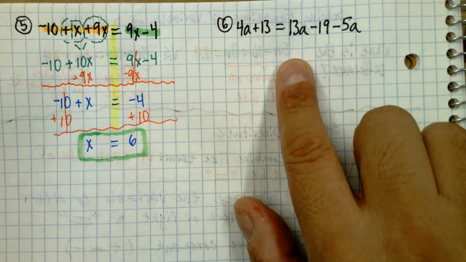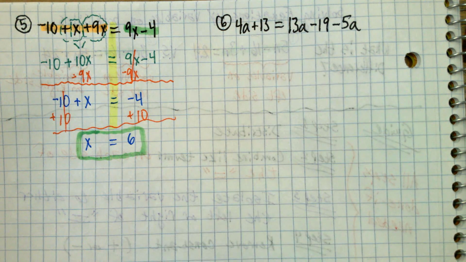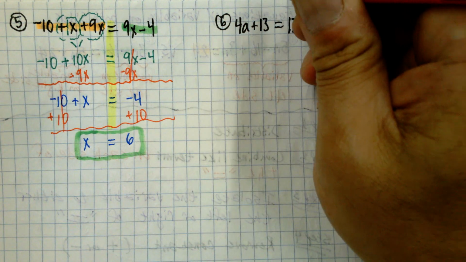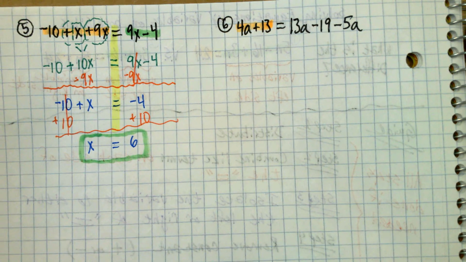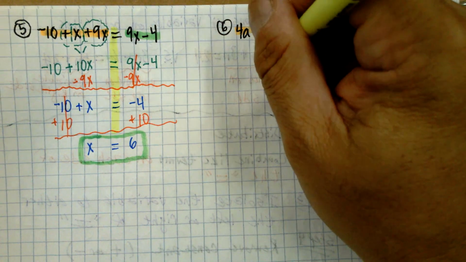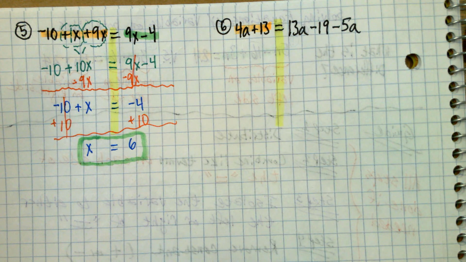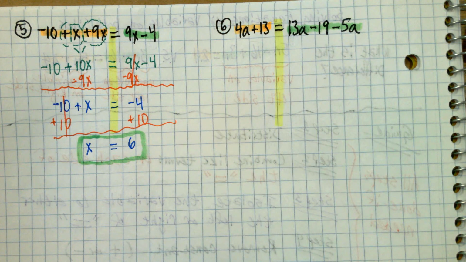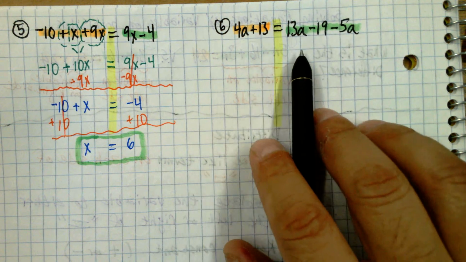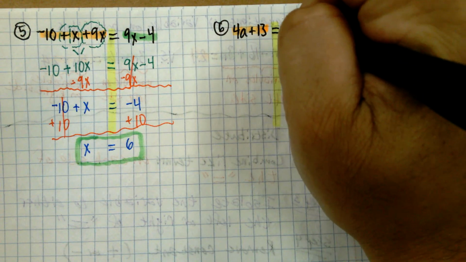Obviously, no distributing. We'll do that in example 7 and 8. But we do have to combine. Which side do we have to combine on, the left or the right? On the right. You can already see it, hopefully. We got variables here. We have our equal sign. That's our barrier. And we have the right side. And that's where we can combine. What can I combine on the right side? Yeah, 13 and negative 5a.